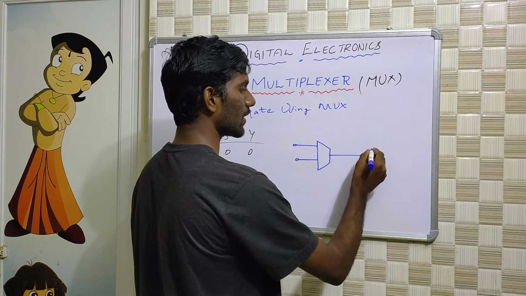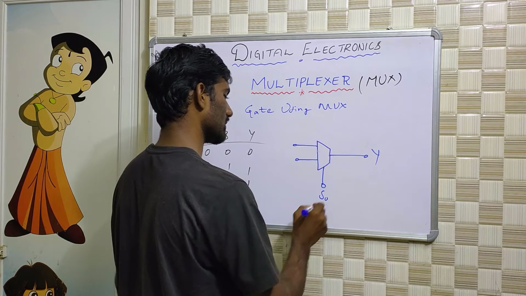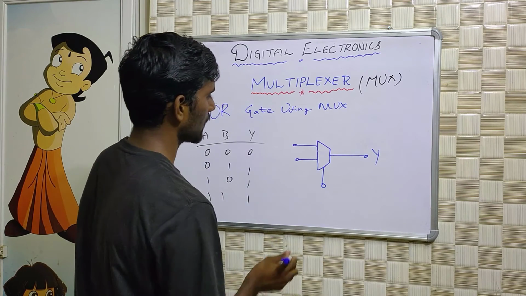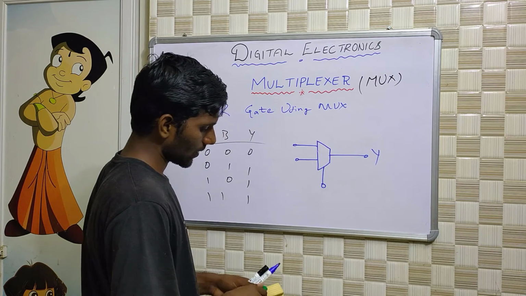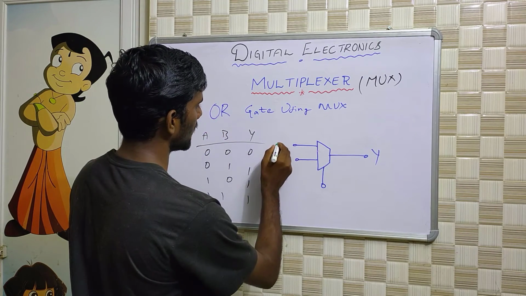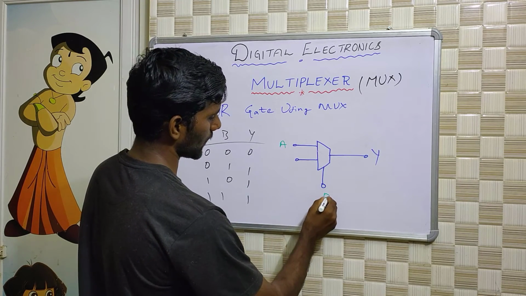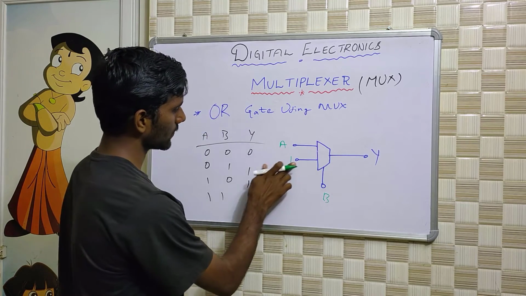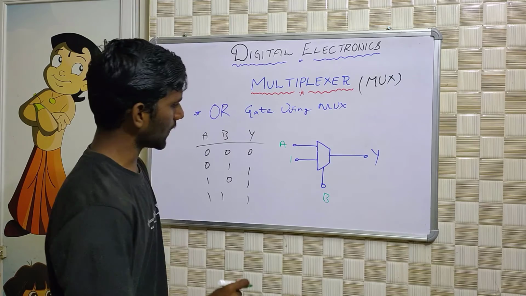So the output will be Y. So one selector line, yes not. So yes not, right? So here we are taking inputs. So let me take A as here and B as here and 1 as here, right? So this is OR gate, I think.